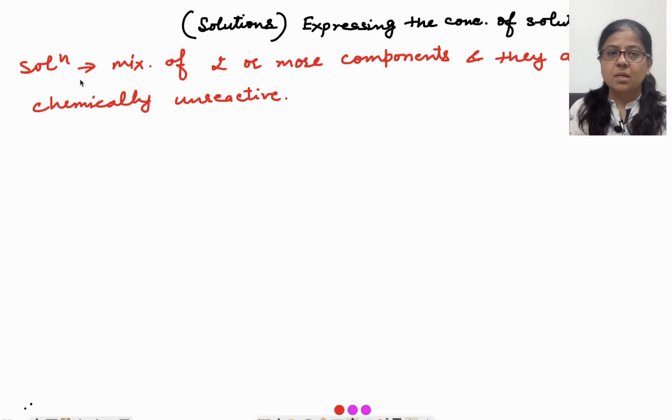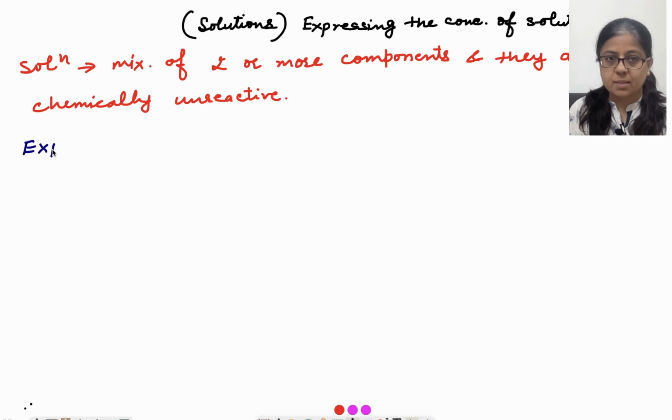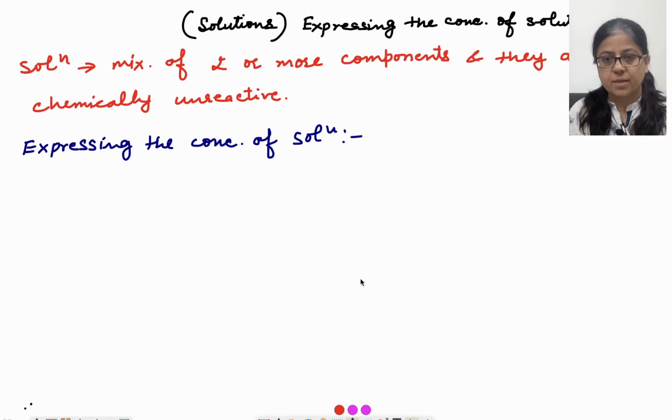So how can we express the concentration of the solution? For expressing the concentration of the solution, we need some terms. What are these terms? Let us discuss all these terms one by one. First of all, we will discuss the term percentage. Percentage in terms of mass by mass, mass by volume, and volume by volume. So what are these three terms in terms of percentage? How will you express the concentration of the solution? So the first term is mass by mass.